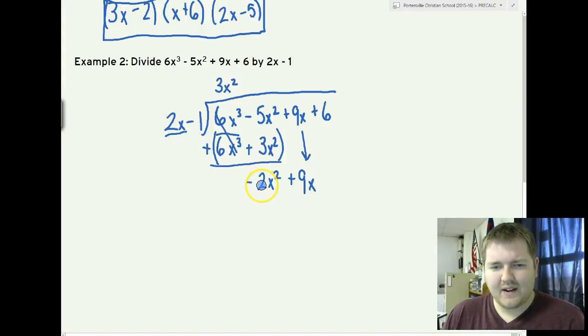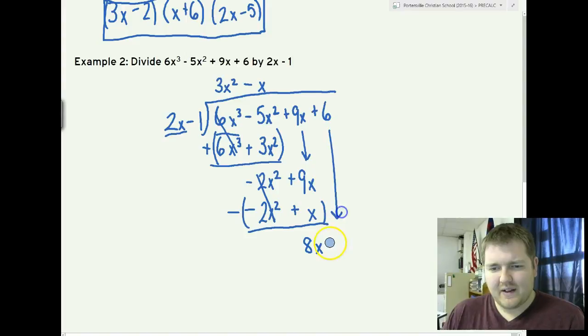2x goes into negative 2x squared negative x times, because negative x times 2x is negative 2x squared. Negative x times negative 1 is positive 1x. And that's going to give me, when I subtract, these ones go away. 9x minus x is 8x. Bring down the 6.